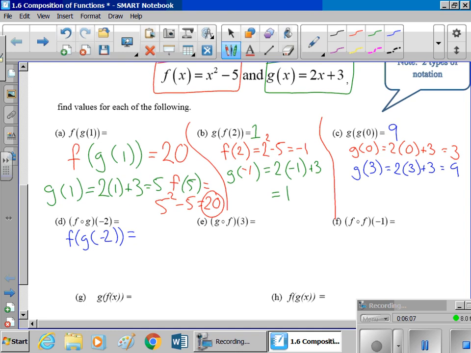So g of negative 2, I'm going to pull those functions back into view. g of negative 2 equals 2 times negative 2 plus 3, which is negative 4 plus 3, which is negative 1. And now we're going to take that negative 1 and substitute that into our f function. And beware here, because when you have negative 1 squared, put it in parentheses. Negative 1 squared minus 5 is going to be positive 1 minus 5, which is negative 4.